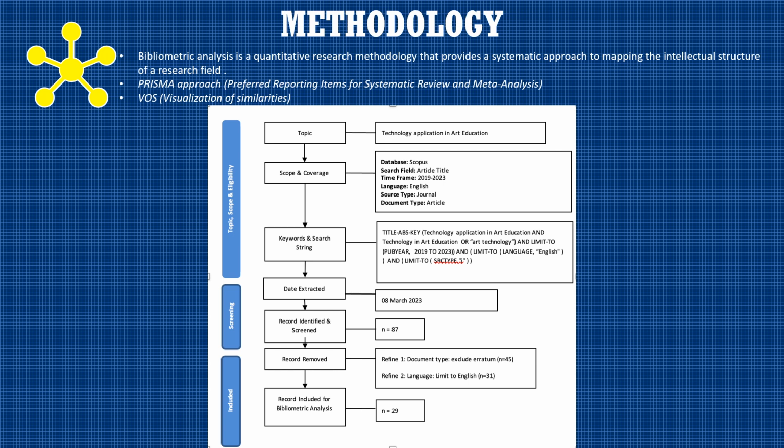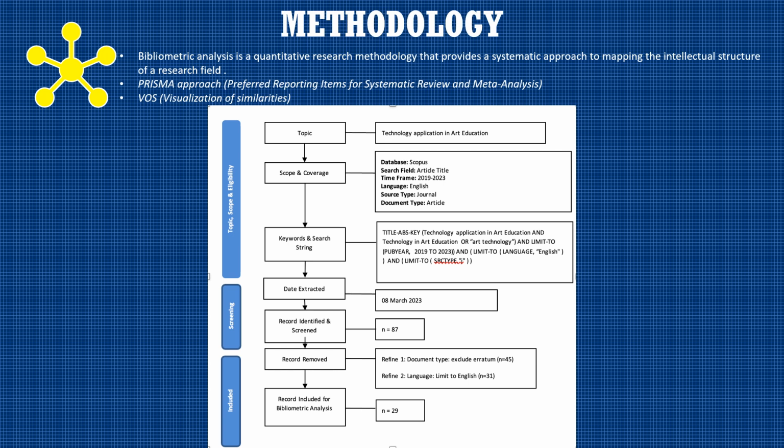The use of PRISMA guidelines in art education research can help to improve the quality and transparency of systematic reviews and meta-analyses. By following the PRISMA guidelines, researchers can also help to improve the reproducibility of their research, making it easier for others to replicate their studies and to build on their findings. The use of the PRISMA approach enables the identification of pertinent articles from the Scopus database that pertain to the research topic, and its systematic protocols ensured inclusivity and reproducibility.